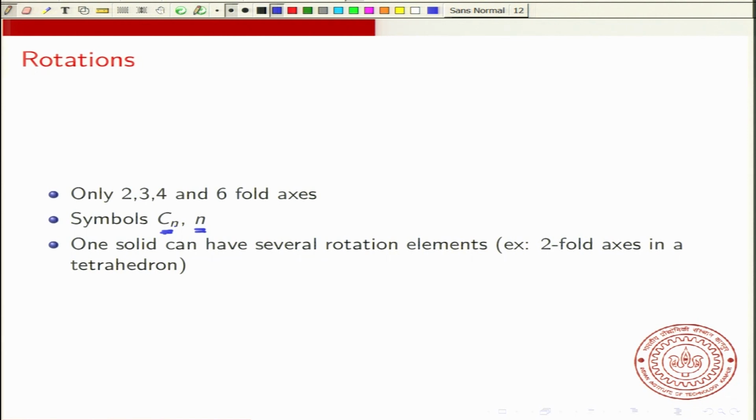What should be kept in mind is that one solid can have several rotation elements. It need not have only one rotation axis. For example, we were talking about the tetrahedron. We talked in particular about the silicon with the 4 oxygens forming a tetrahedron, and we said that the axis passing through any one oxygen atom and the central silicon atom could be any of these. So these are all threefold axes of rotation. Each of these is a C3 axis.